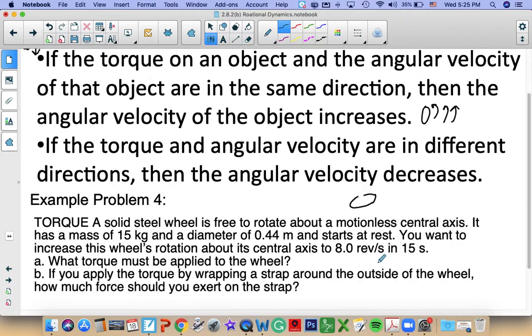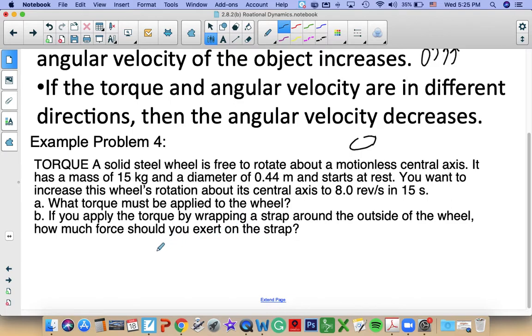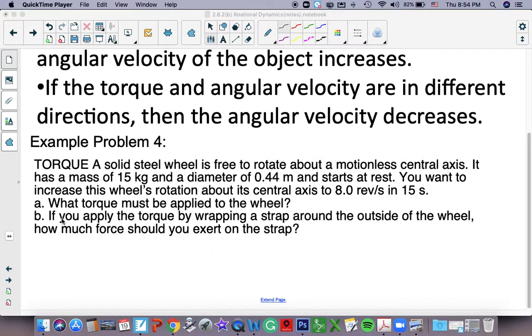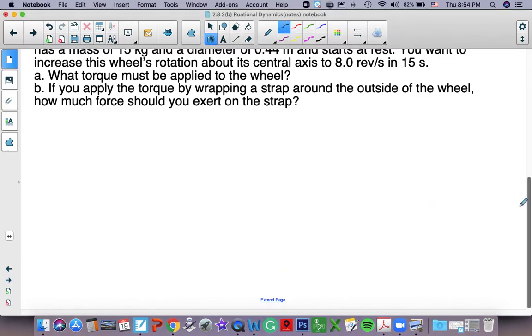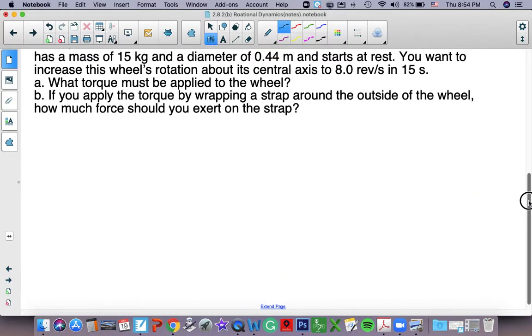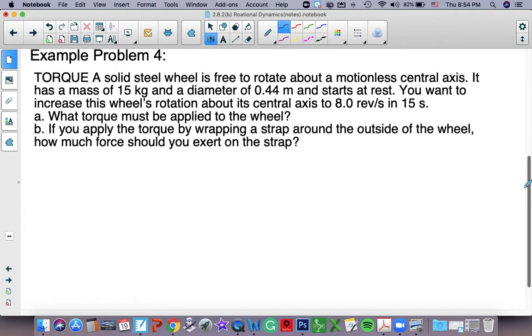So let's check out how we would use Newton's second law of rotational motion. A solid steel wheel is free to rotate about a motionless central axis. All right, so looking at the wheel here. This problem is in your textbook as well if you wanted to double check it. But let's draw a picture here quick. So we have our wheel, okay, and then you have a central axis that does not turn, so maybe that's on an axle or something like that. But this is our wheel.